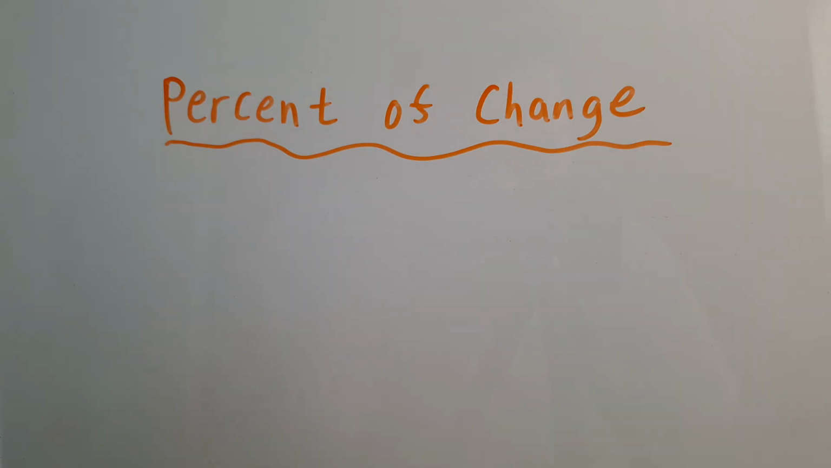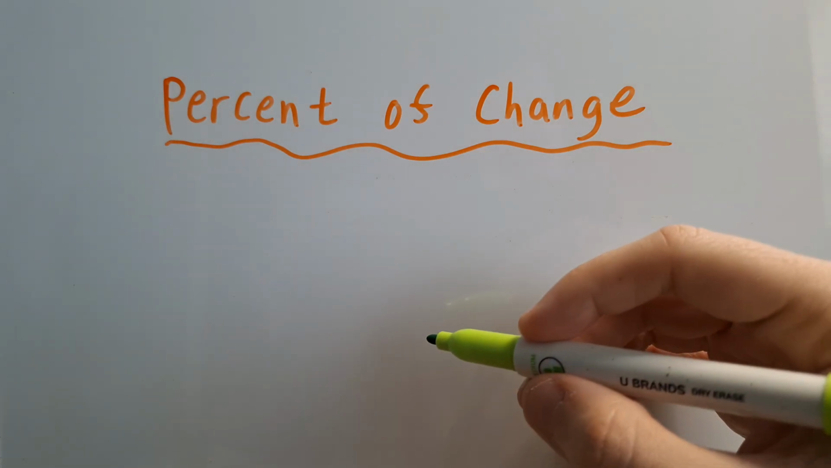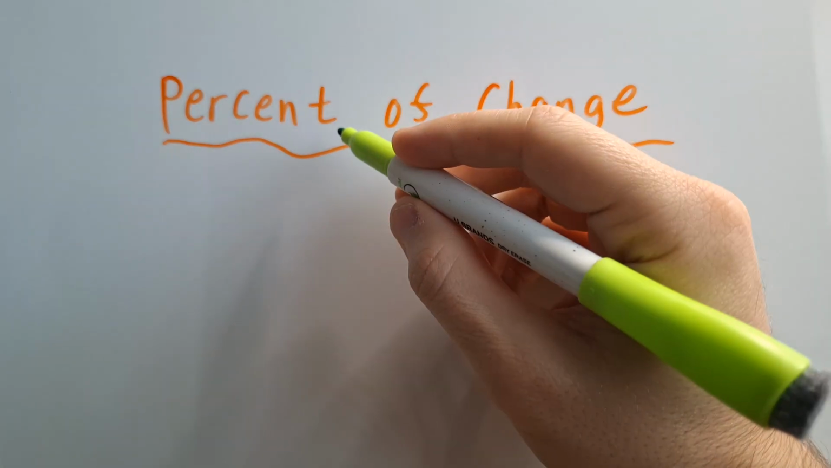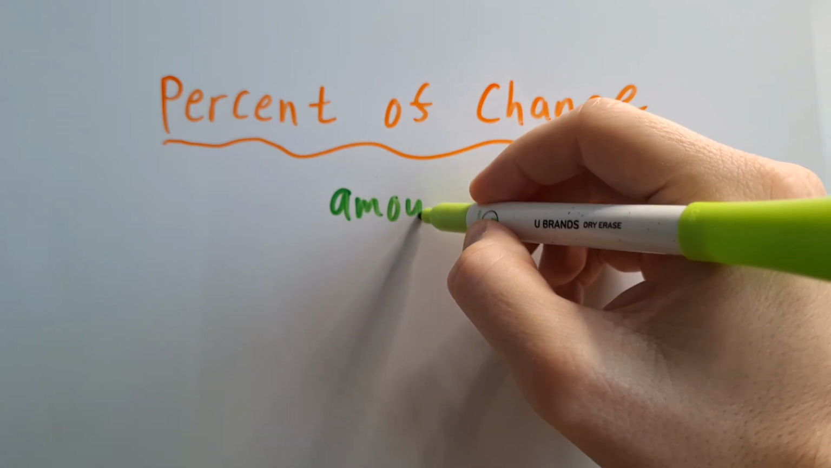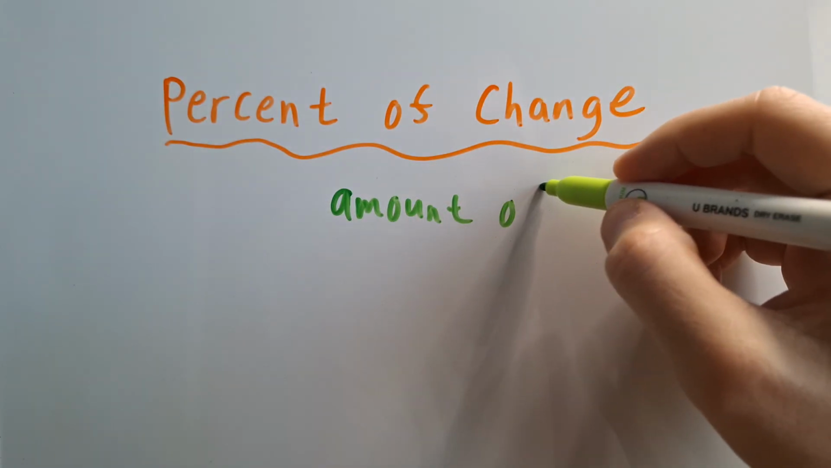Hello everyone, in this video we're going to talk about percent of change. So these types of problems deal with a number that either increases or decreases in value, and there is a formula, quote-unquote formula for it, but it's more of a ratio. And what that is the following. Percent of change is the ratio of the amount of change.